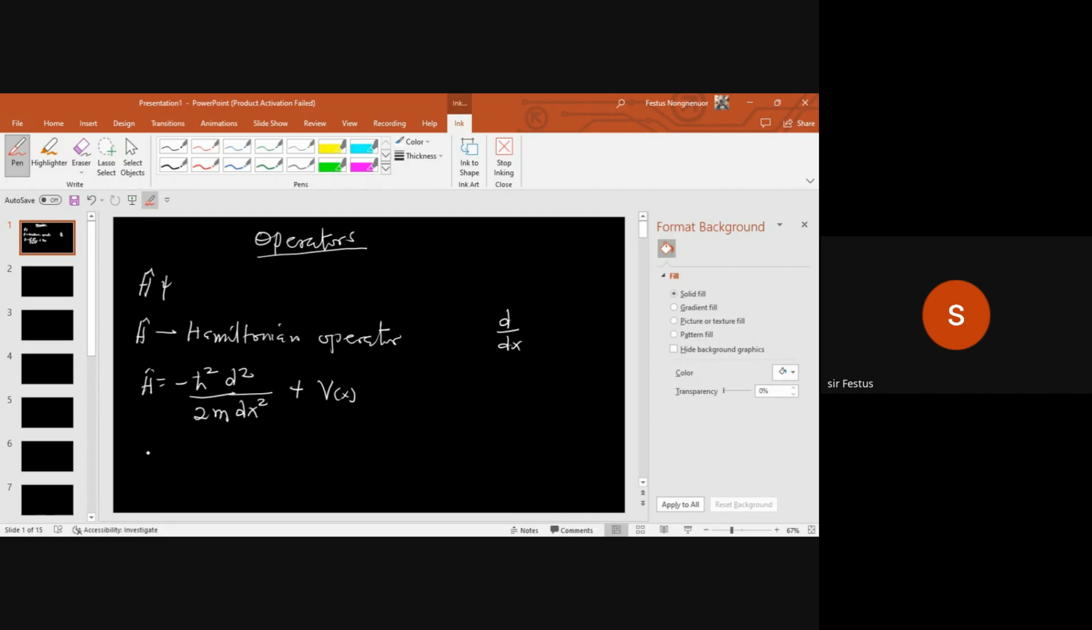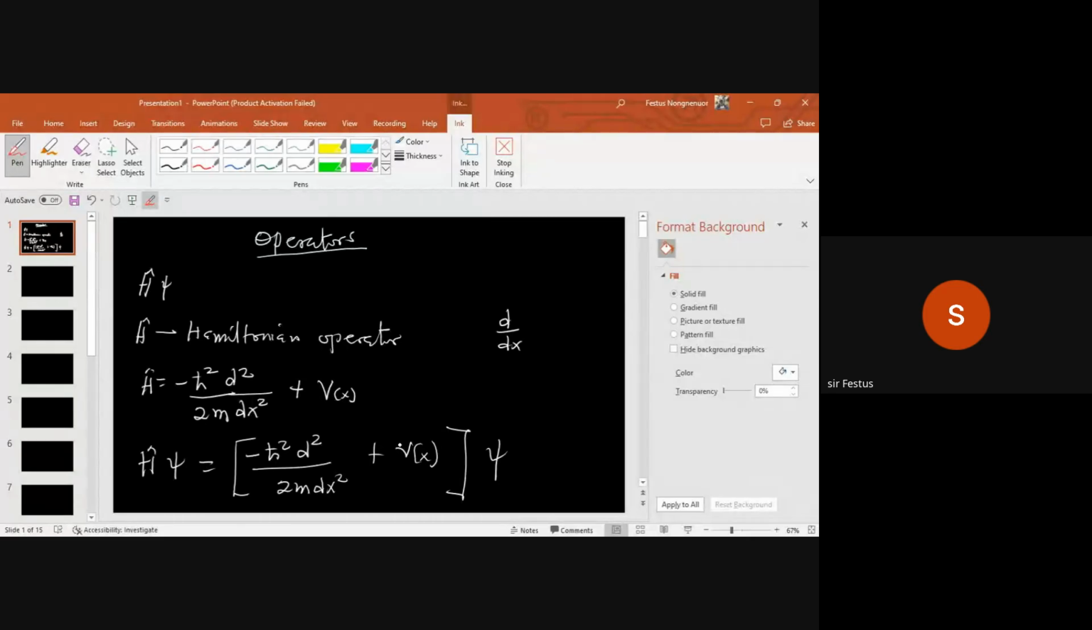Now, if I want to attach the wave function to it, I will now have my H cap of psi will now be the whole of this. So this will be equals to, in a bracket, minus h squared, d square over 2m dx squared, then plus V as a function of x, and everything will now be written in terms of psi. So I can now expand this by multiplying through the wave function inside the bracket.